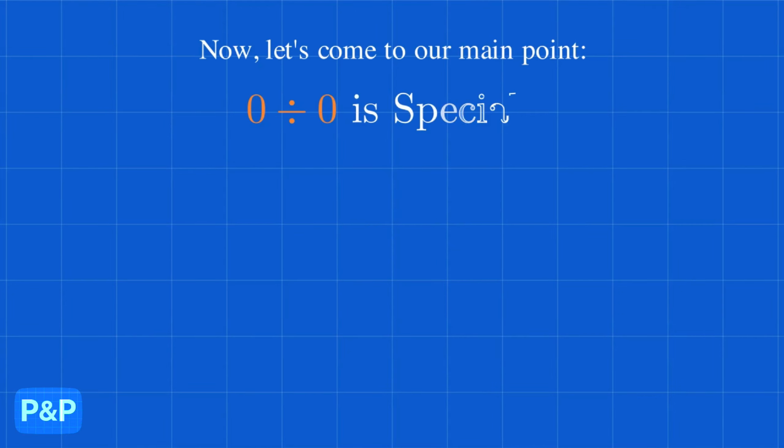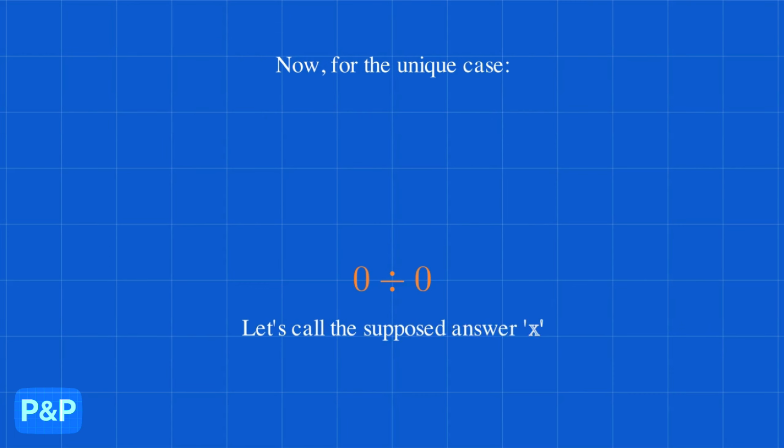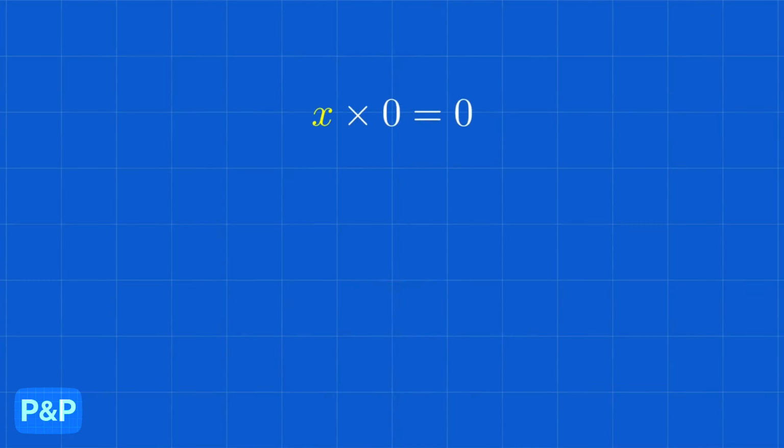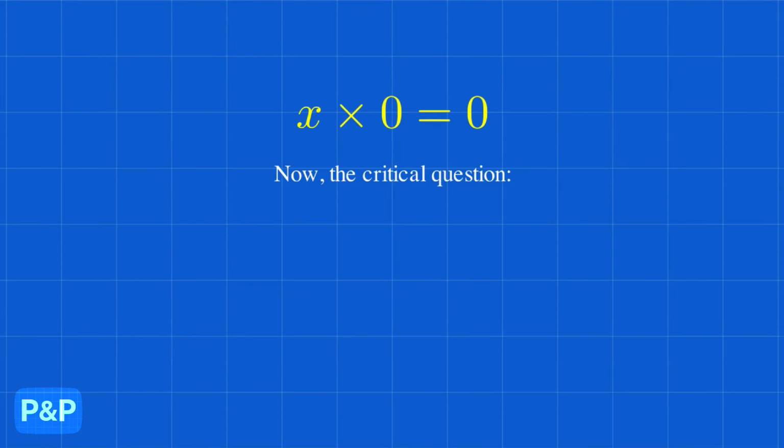Why 0 divided by 0 is so special. Having established that dividing a non-zero number by 0 is undefined, let's turn to the unique case of 0 divided by 0. We will call the supposed answer x. So, 0 divided by 0 equals x. Using the inverse relationship with multiplication, this statement implies x times 0 equals 0. Now the critical question is, what number when multiplied by 0 results in 0?